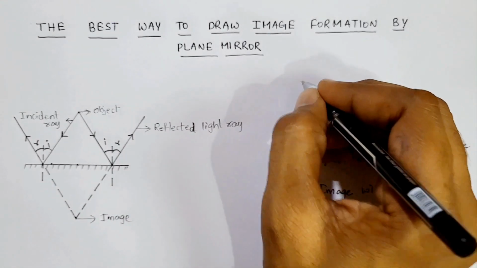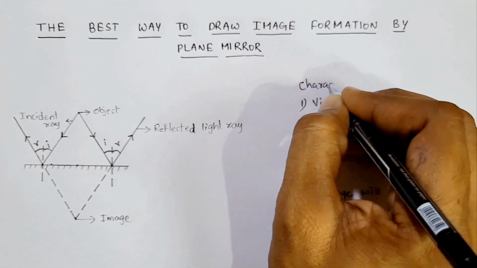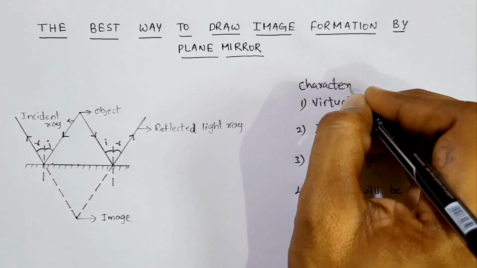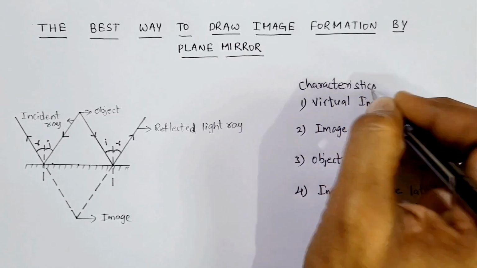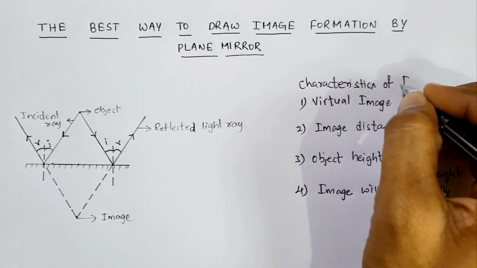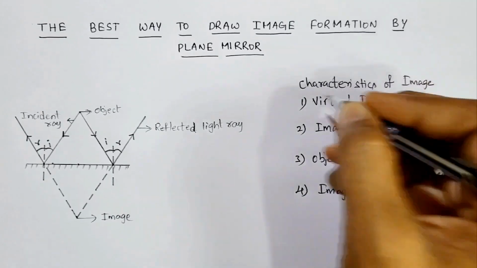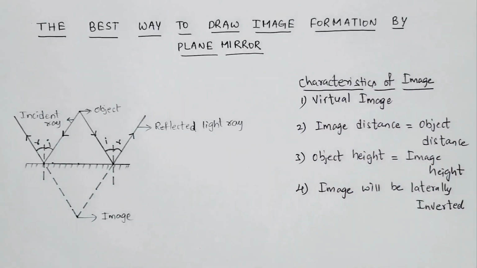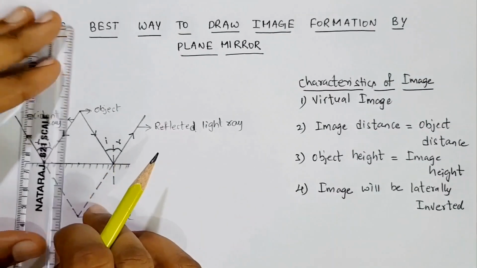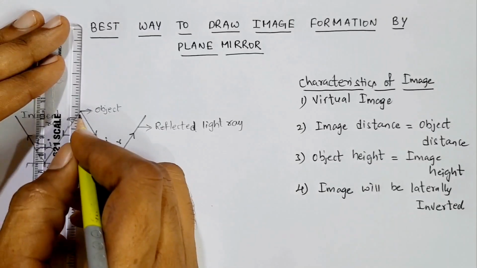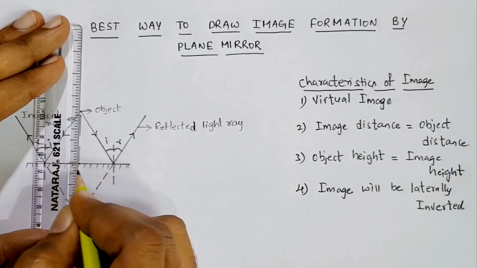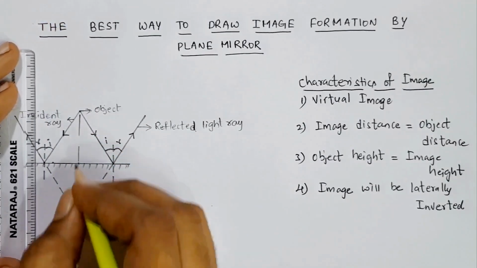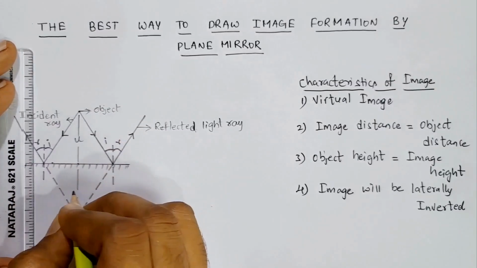These are the characteristics of the image formed by a plane mirror. Some more things we can mention, like object distance and image distance. This one will be the object distance u, and this one will be the image distance v. u and v.